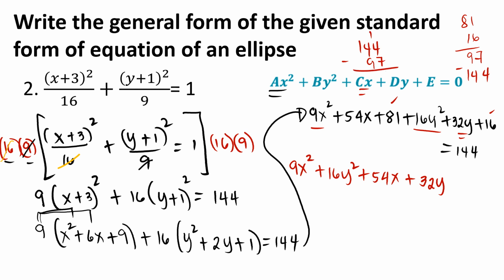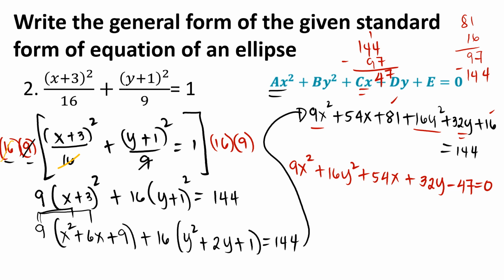14 minus 7, we have the 7. And then 13 minus 9, we have a 4. So we have negative 47 because 144 becomes negative, and the result will also be negative 47. So therefore, is this already according to the general form?